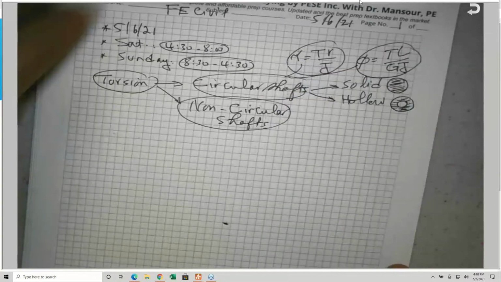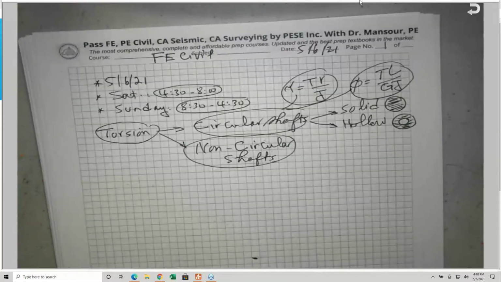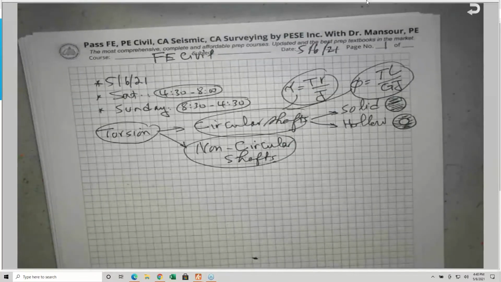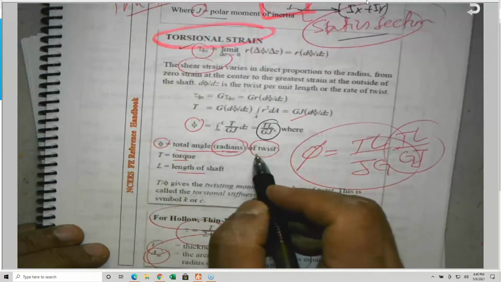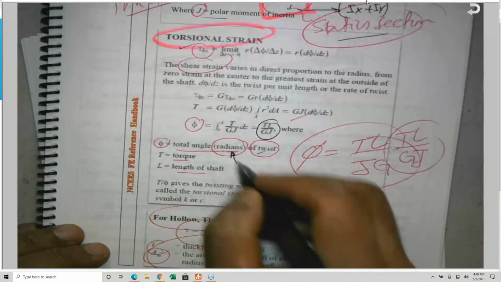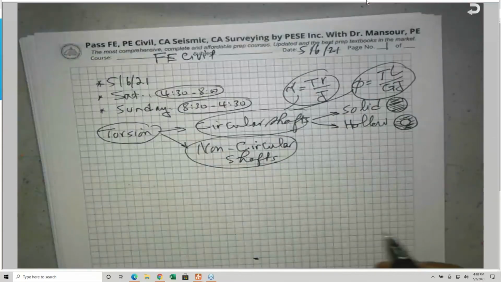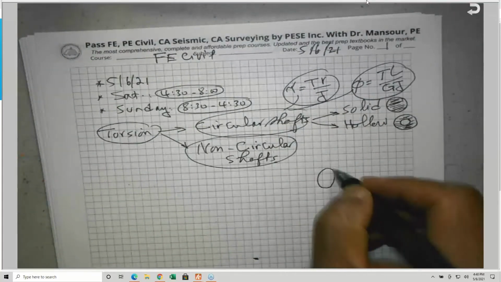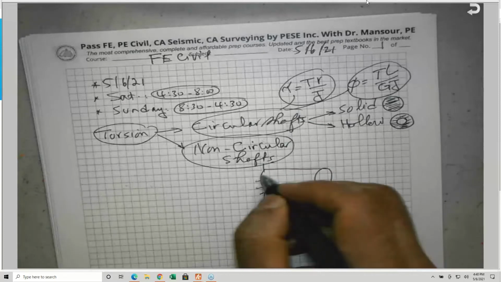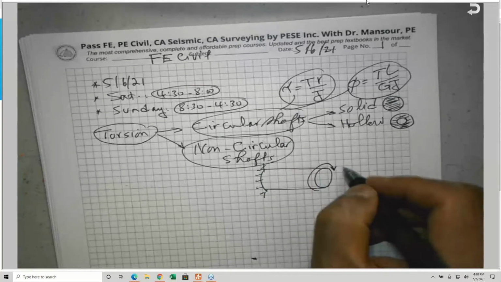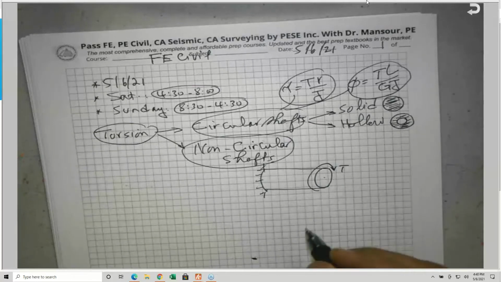So those are the two equations that I needed to be aware of. The angle phi is the total angle of twist, normally expressed in radians. T is the torque, and L is the length of the shaft. So basically, if you do have a shaft, and this shaft is subjected to torque, T, either solid or hollow, but for the hollow shaft, we need to make sure it is defined as thick-walled.